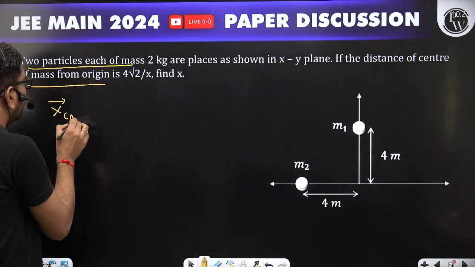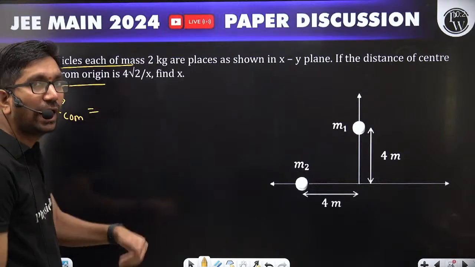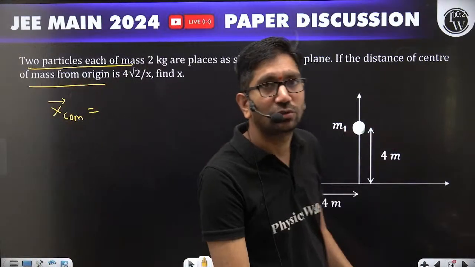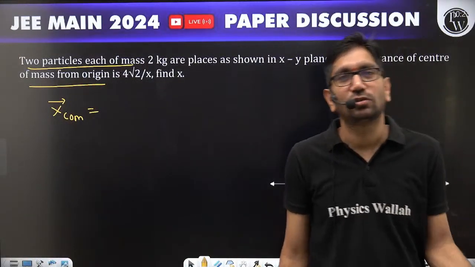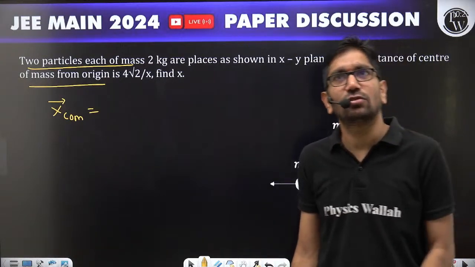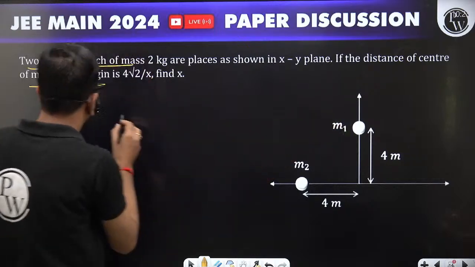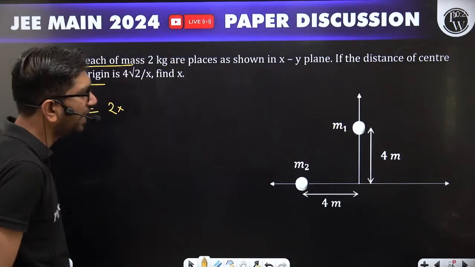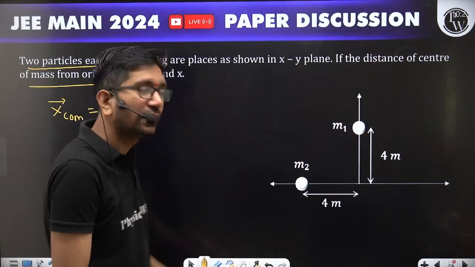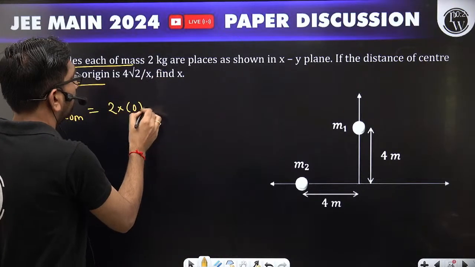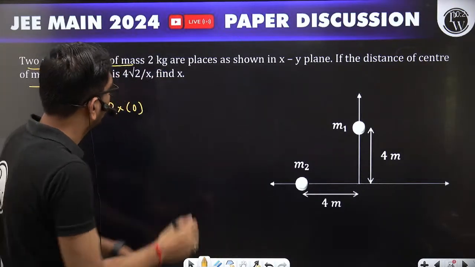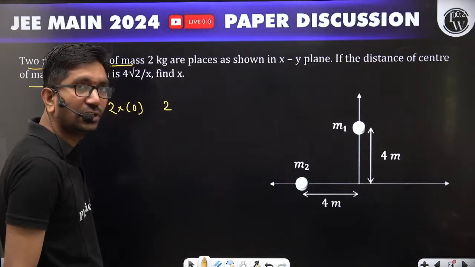General formula for the center of mass: m1 x1 plus m2 x2 and so on, upon m1 plus m2 plus so on, mn. m1 is 2 kg, x1 is 0, plus m2 is 2 kg, right?